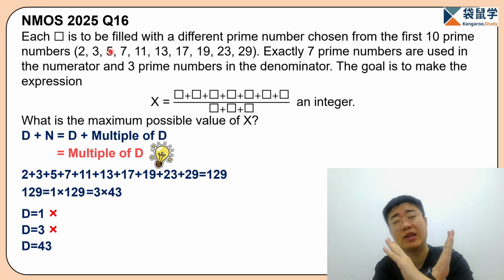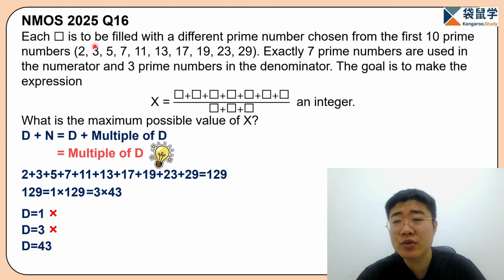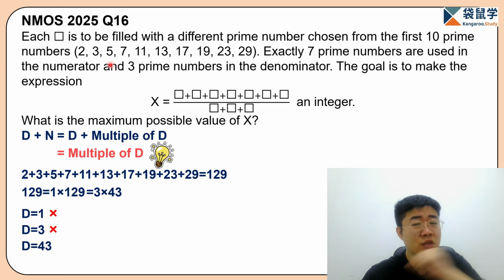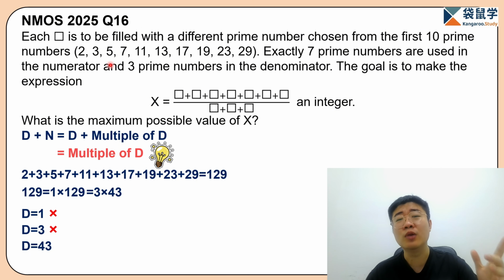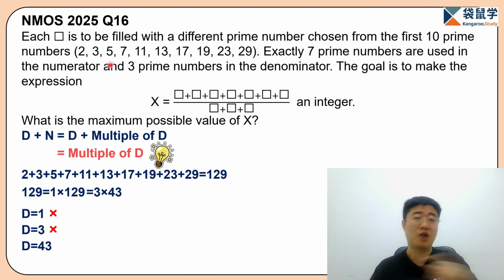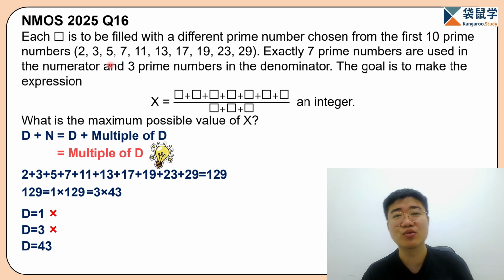So this way, cannot. Then let's try 3 and the next number, 7. 3 plus 7 is 10. So in order to get 43, we need to select 33. 33 not only is not given, it is also not prime. So this is also wrong.